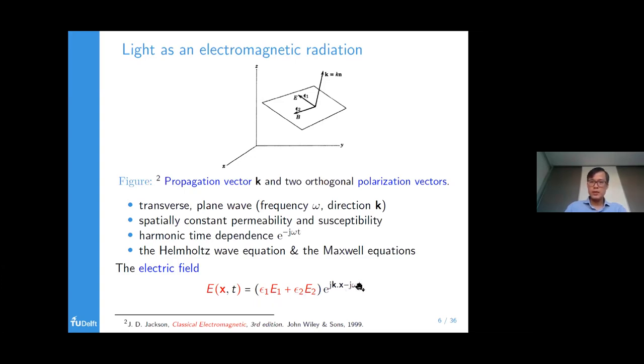And the latter term, e to the power minus j omega t, is a time dependence term. It's known and can be dropped. And if the propagation direction is perpendicular to the reference plane, then this term vanishes as well. Here E1 and E2 are complex numbers.